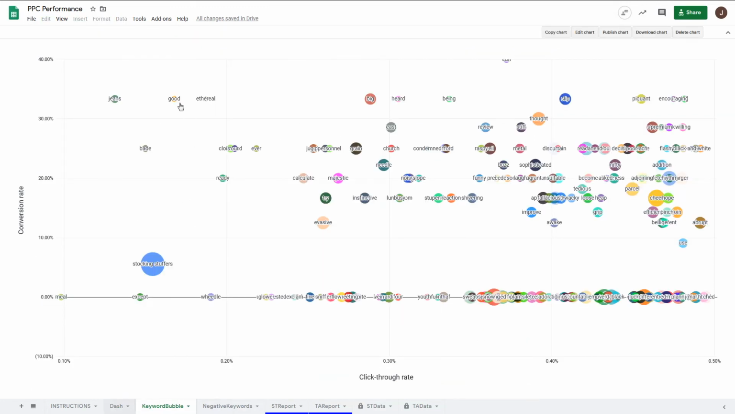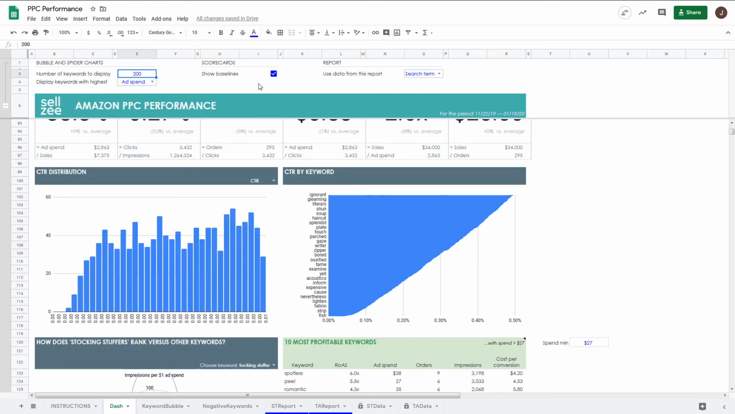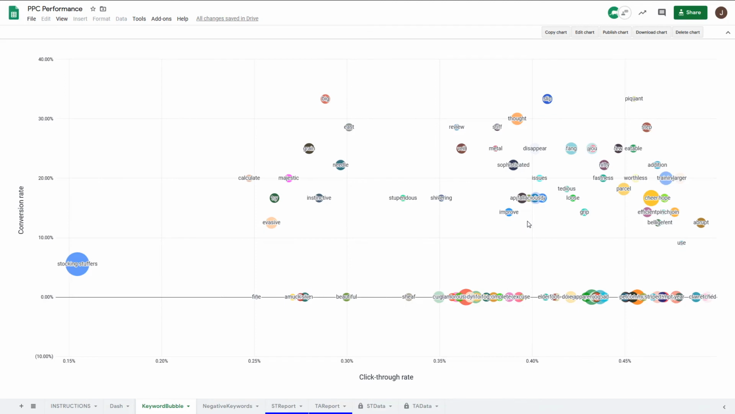See, we're looking at a lot more here now. Let's go put that back to 100. Okay, so how do you use this bubble chart to detect potential problems, right? After all, that's what we're trying to do here. Ultimately, the end goal here is to take some action and either increase ROI on our ads or eliminate ad spend on keywords that aren't working.